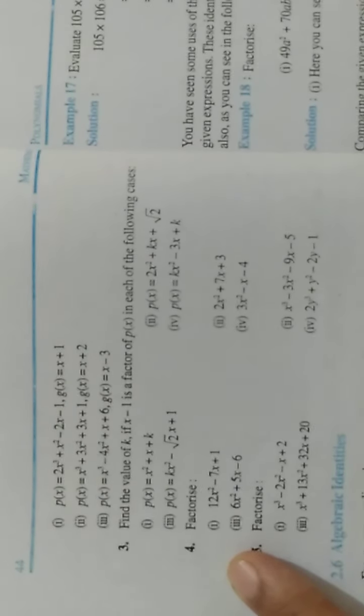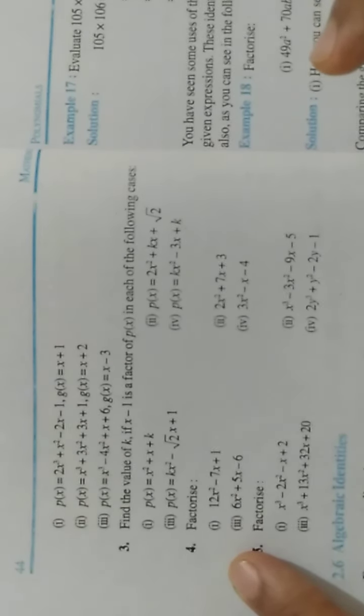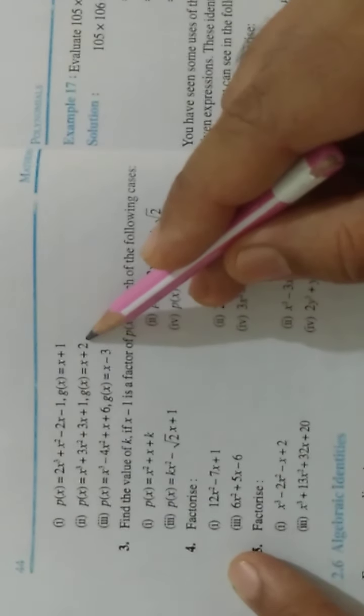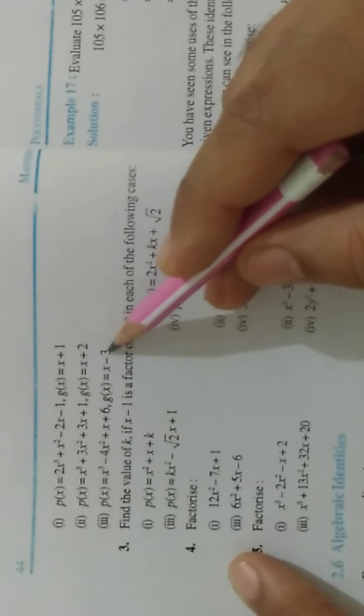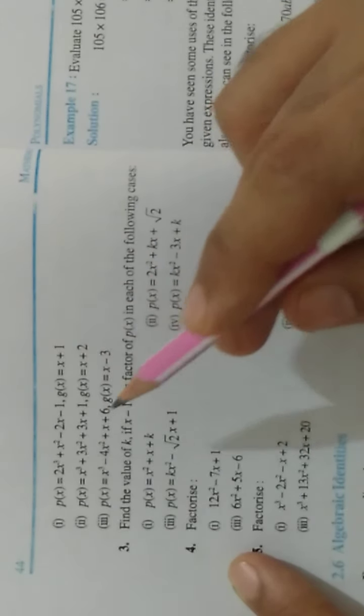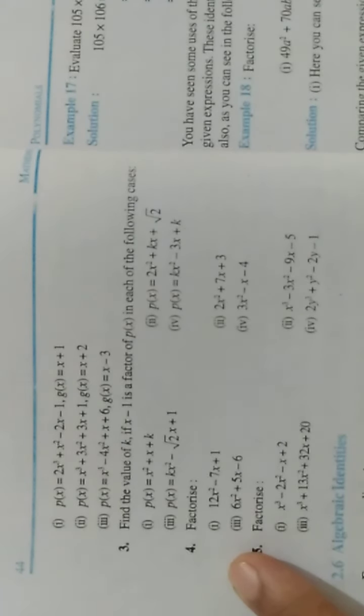So this way you have to solve question number 2 and question number 3 by yourself. In this, the value of x is equal to minus 2, and in this the value of x is equal to 3. This value of x you have to put in this equation, and if the answer is 0, you can say that g of x is a factor of p of x, and if the answer is not 0, you have to say that g of x is not a factor of p of x.